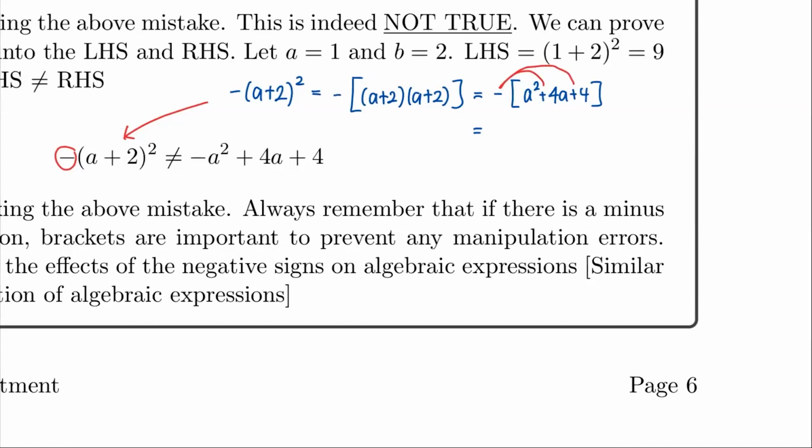Right, yes. Sec 2, is it? Yeah, can. Anyway. And then we get negative A squared minus 4A minus 4. Yeah, okay, go ahead.